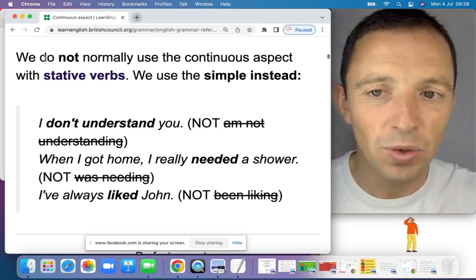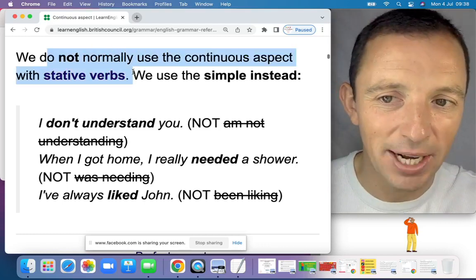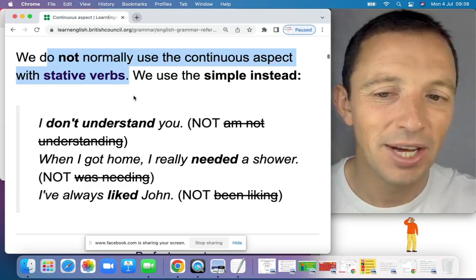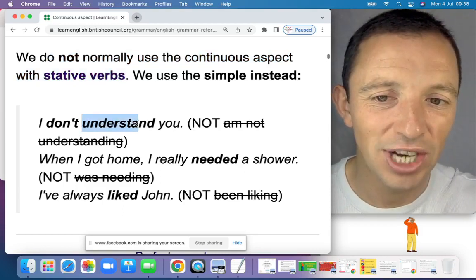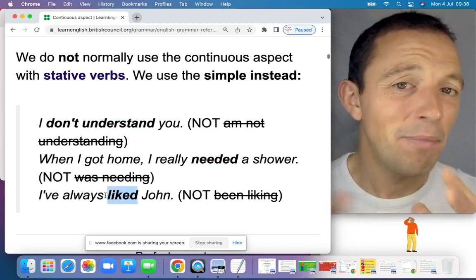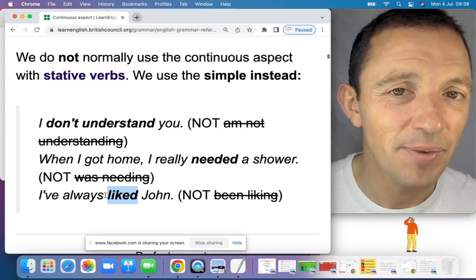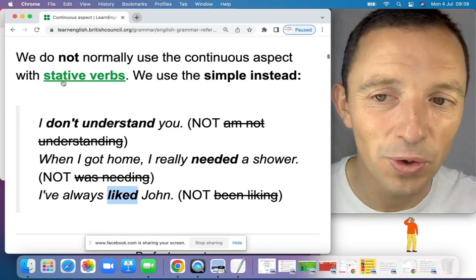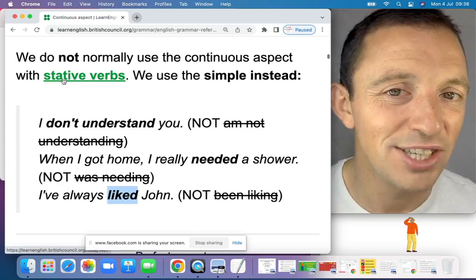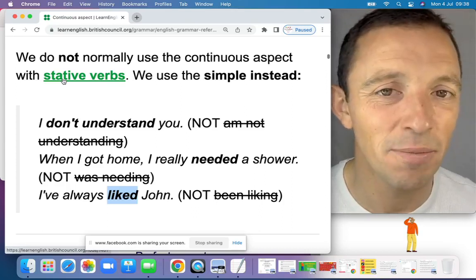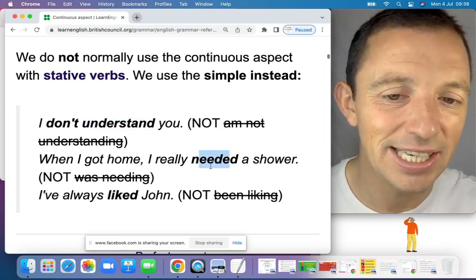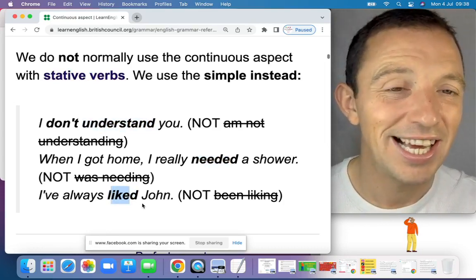We do not normally use the continuous aspect with stative verbs. So what is a stative verb? A stative verb is such as understand, need, and like. That's very grammatical, but there is a category of verbs in English known as stative verbs, and I recommend you try to research what is a stative verb. But I think here understand is a stative verb, need is a stative verb, and like is a stative verb.